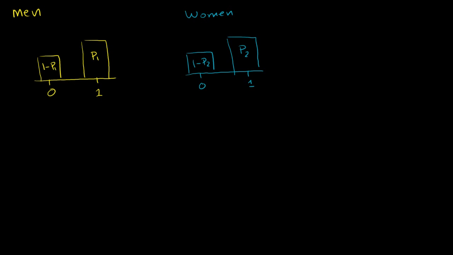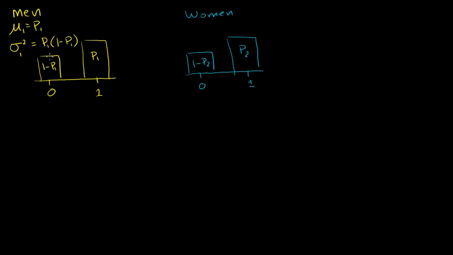And just because this will be useful later on, we know that the means of these distributions are the same as the proportion that will vote for it. So the mean of the men, or the proportion of the men that will vote, we'll call mean 1, is equal to P1. And the variance of this first distribution, variance 1, is just these two proportions multiplied by each other. So it's P1 times 1 minus P1.